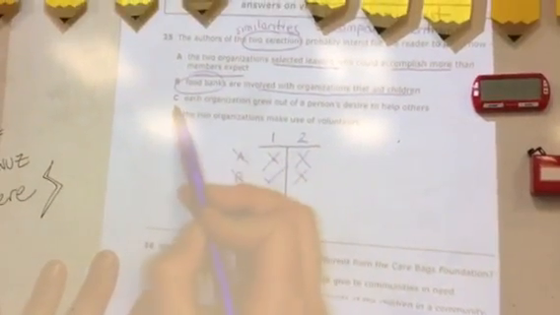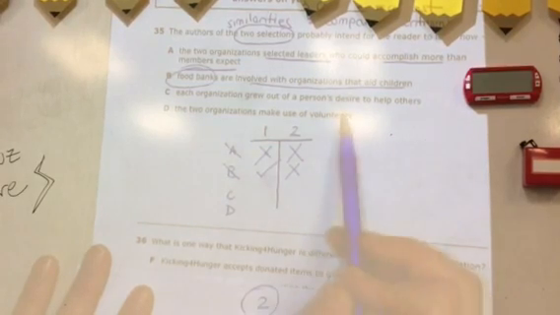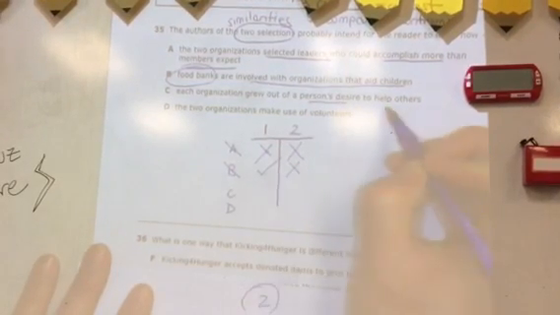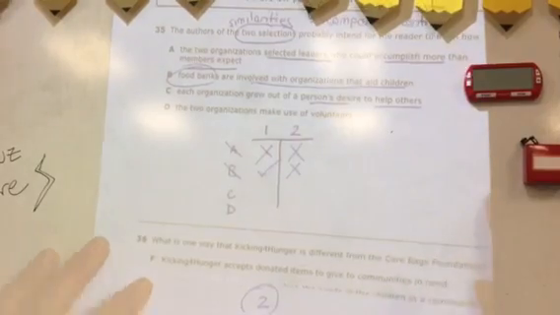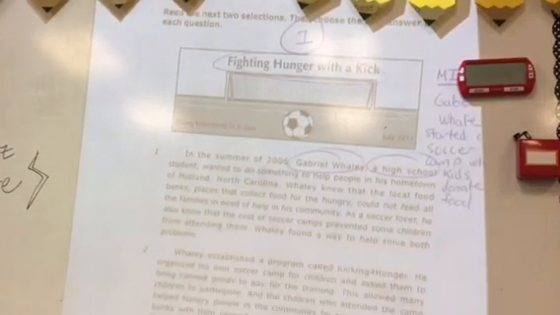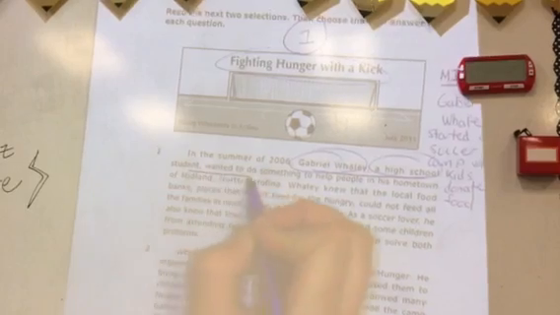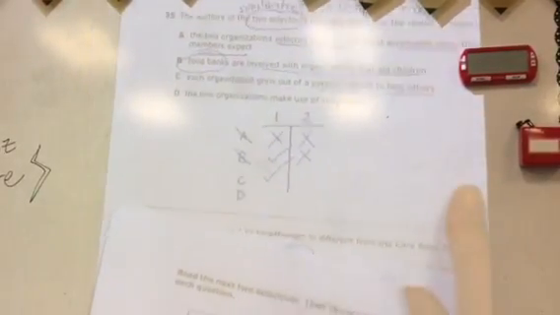Answer choice C. Each organization grew out of a person's desire to help others. That looks like I need to find some text evidence. I'm going to go back to selection 1, and I'm looking to see, boom, first sentence, Gabe Whaley, a high school student, wanted to do something to help people in his hometown. I found my text evidence. I'm going to go ahead and put a check for answer choice C.